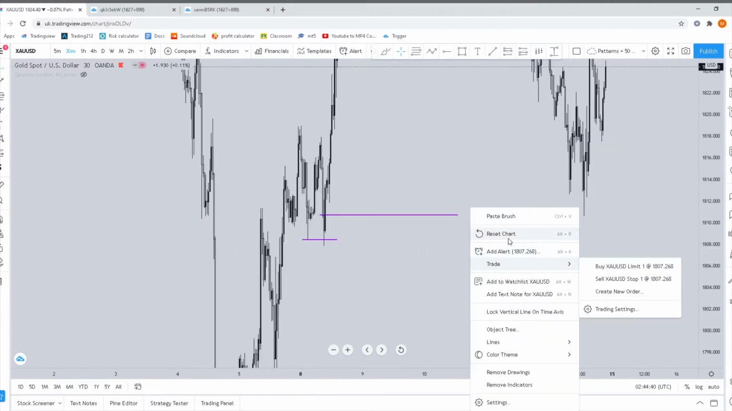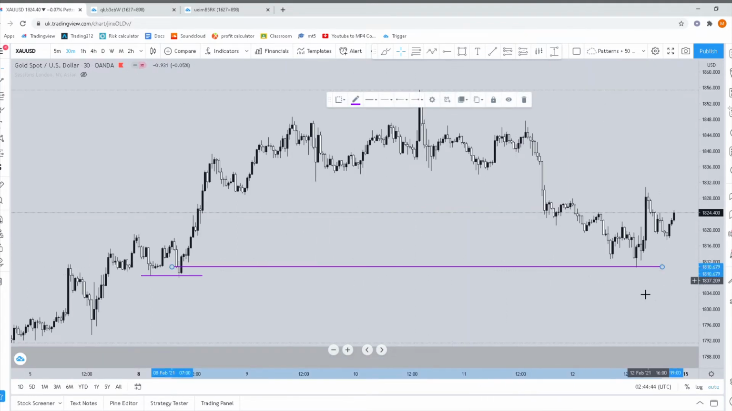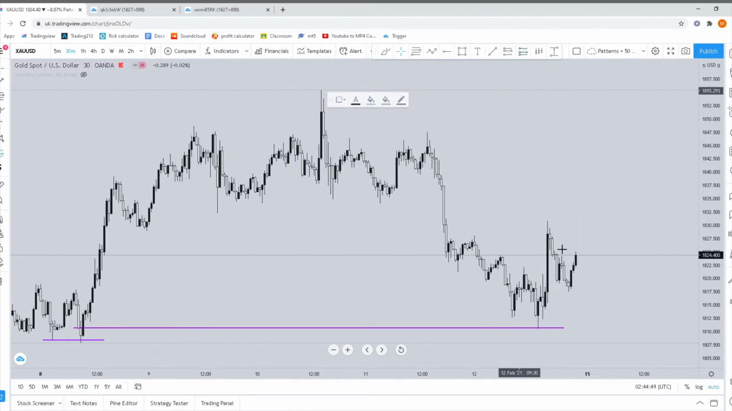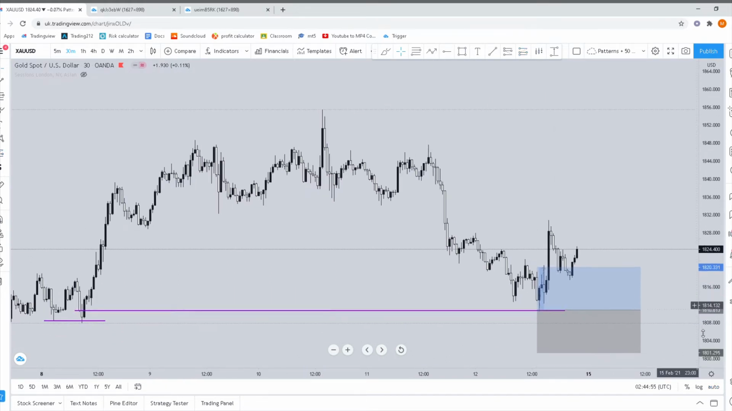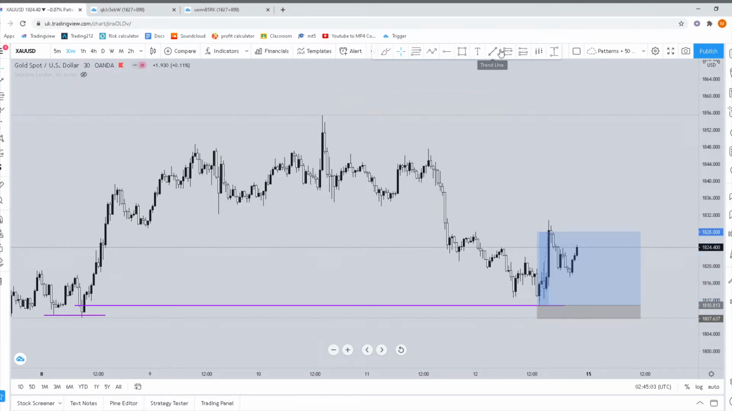Let me just reset this chart. I continued that line to the present market, and I got a sniper entry, a beautiful entry right here. And then stop losses are very simple, just below this low right here. So stop losses go there, and targets went here for me. I didn't want to keep this trade open over the weekend. So I just targeted here, and I was happy with the quick 5% on my account.